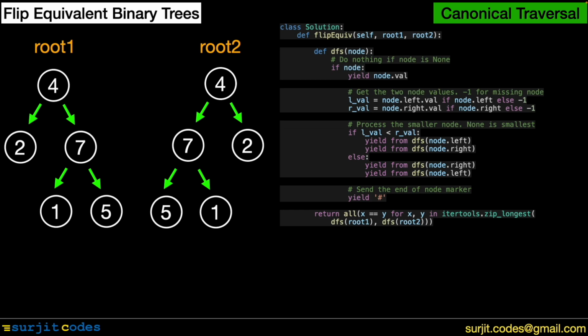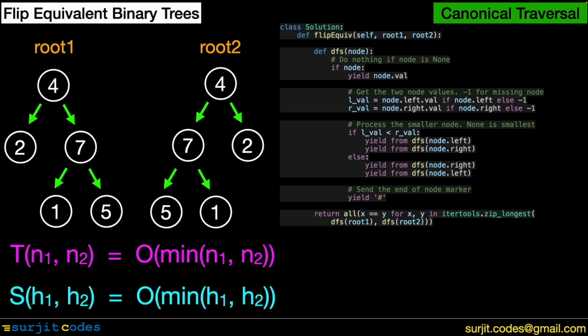To summarize, there is no limit to how brief we can make a program. There is always a trade off between efficiency and simplicity, clarity, and brevity. In Python, time complexity is the minimum of the sizes of the trees because processing stops as soon as a mismatch is found in the lists. In Python, the space complexity is the smaller of the heights of the two trees.